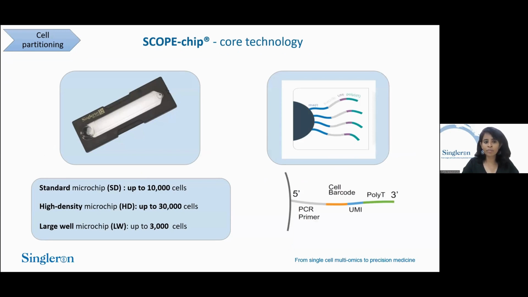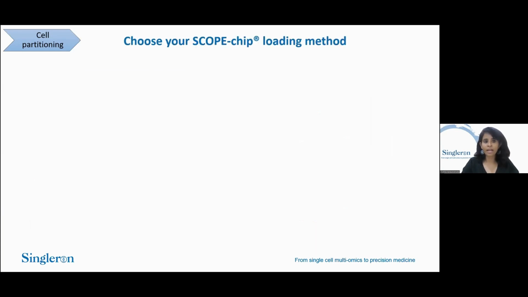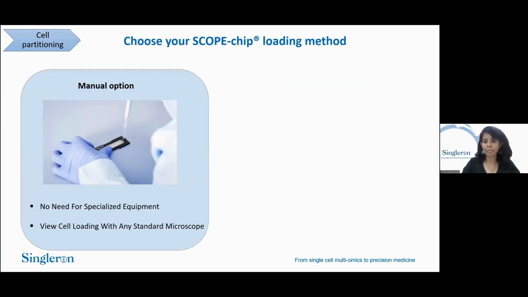And the second part of our core technology is barcoding beads, which have the barcodes that would label your cells individually. Now you can choose your method of loading your cells, beads, and all other reagents into this chip. One is a manual option, by which I mean you can buy our kit. No specialized equipment needs to be purchased. You have a pipette and you can load all of this. And the advantage here is you can view your cell loading or bead loading under any standard microscope.